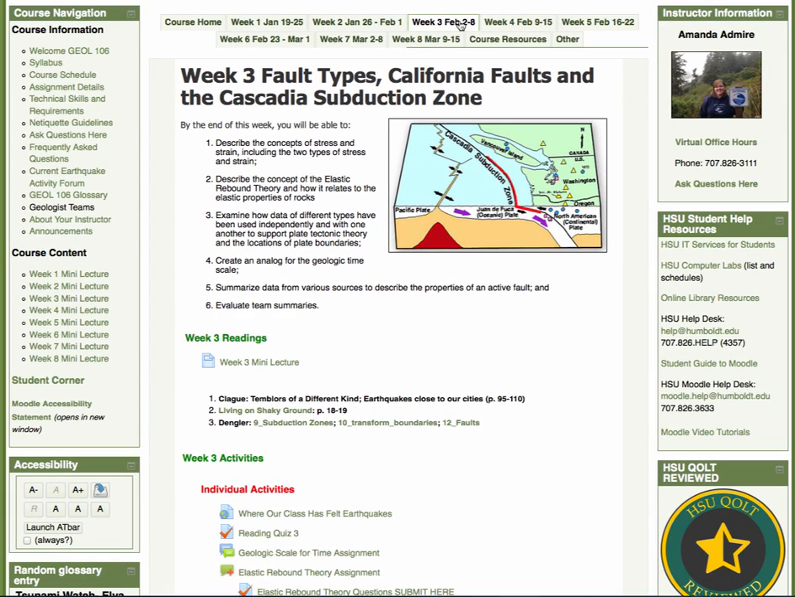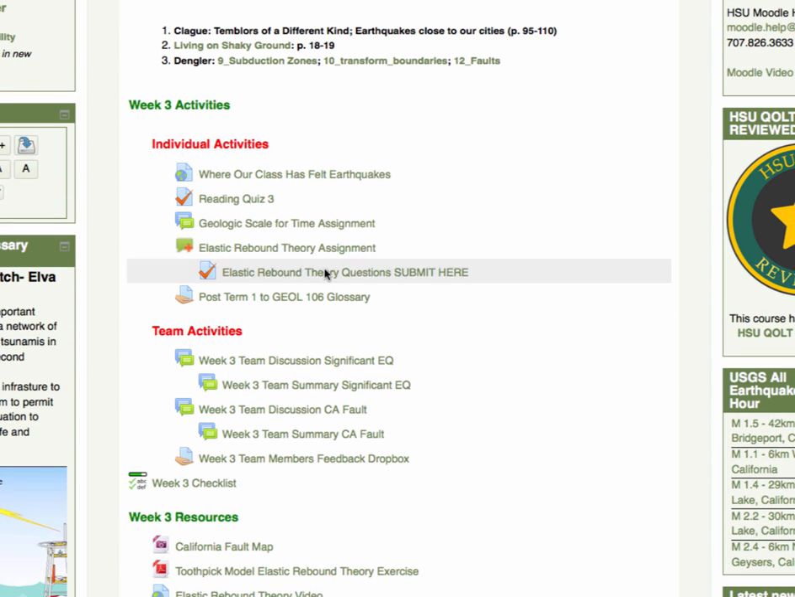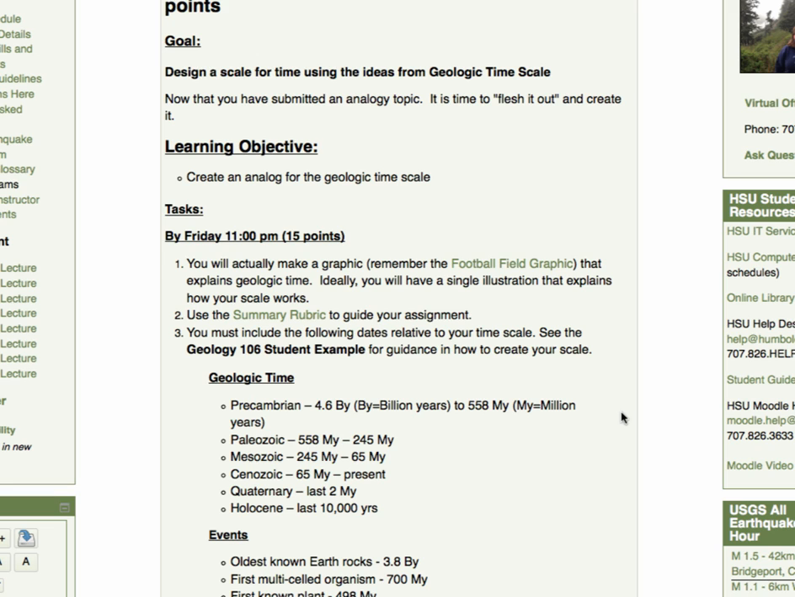Next, the instructor considered what assessments would effectively measure the students' learning. You can see in week 3, the instructor has written more specific learning objectives that support the course learning outcomes that we just looked at. For example, if we scroll down to the geologic scale for time assignment, you'll note that the learning objective in this assignment is both specific and measurable, but still aligns with and supports the more broad course learning outcomes.